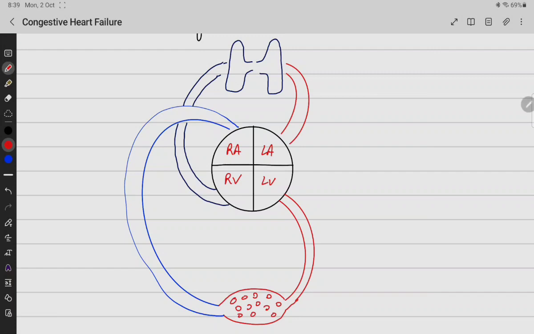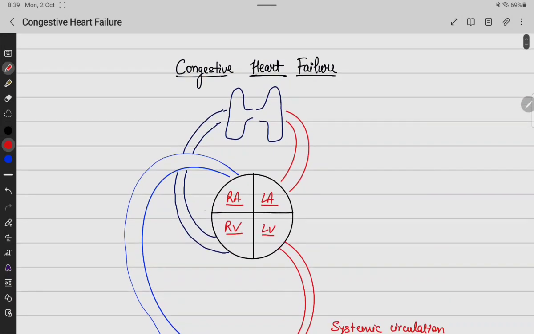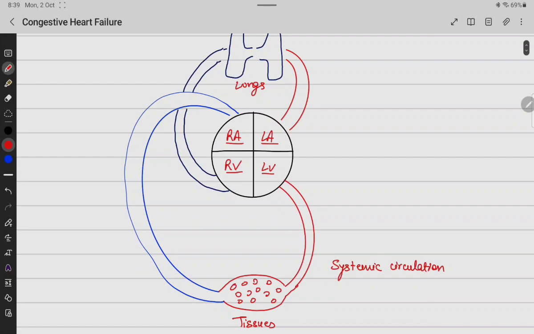heart is failing. So we have this heart with left atria, left ventricle, right atria, right ventricle. And since we know that our heart is basically two pumps connected in series, the left side of our pump supplies our peripheral tissues. These are all the tissues. This is what we call the systemic circulation, and the right side of the pump sends this deoxygenated blood to our lungs, which oxygenate them and send back the blood to the left atria, and it goes on.